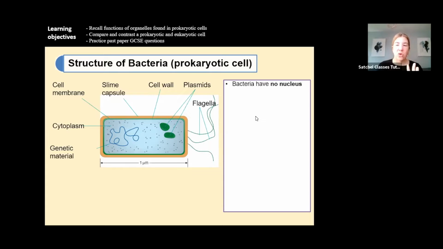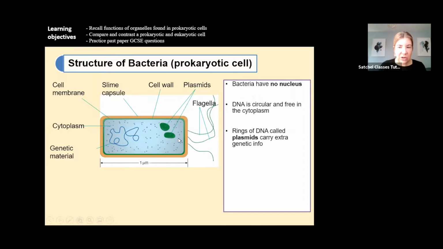So bacteria have no nucleus. If eukaryote means a true nucleus, think of prokaryote as meaning before. So it has no nucleus. That is a key difference between prokaryotes and eukaryotes. The genetic material is circular and free in the cytoplasm. Rings of DNA, however, are called plasmids and they carry extra genetic information.